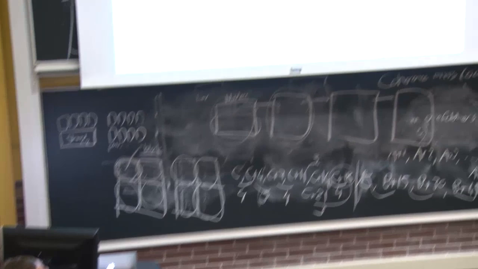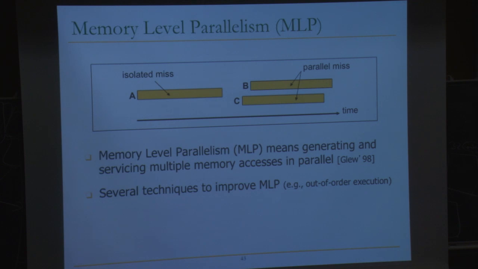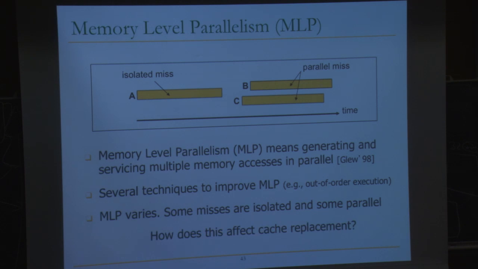And there are several techniques that are used to improve this memory level parallelism. Out-of-order execution is one, right? Out-of-order execution is all about latency tolerance. If you get a cache miss, you'd like to tolerate this latency by generating an independent cache miss. And this is one way of generating that independent cache miss, by executing ahead. We'll see another way later on in lectures called run-ahead execution. Another way is prefetching. And it turns out this memory level parallelism varies. Some misses are always isolated. Some misses are parallel. How does this affect cache replacement? Let's take a look at that.